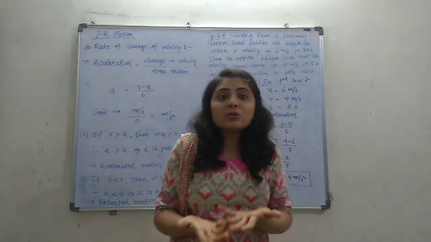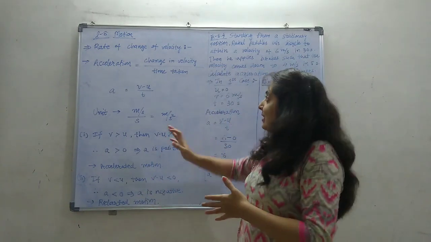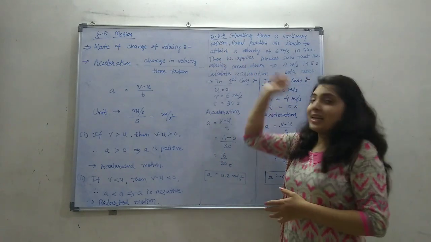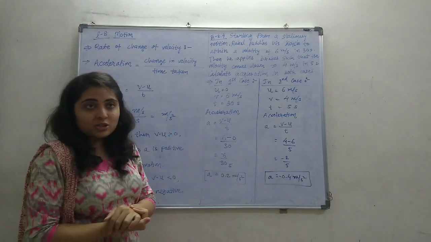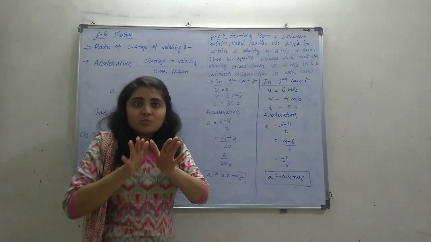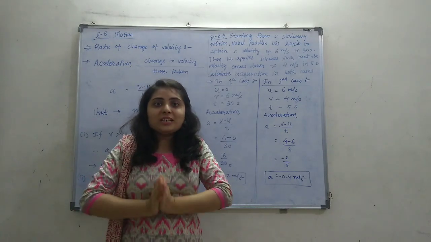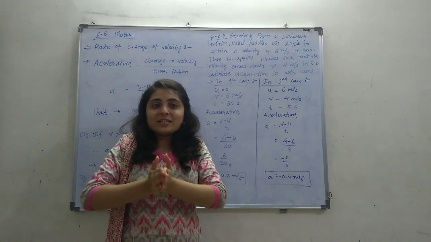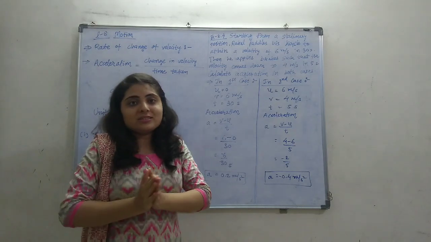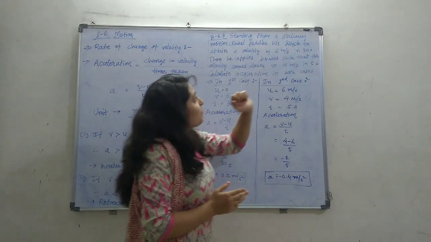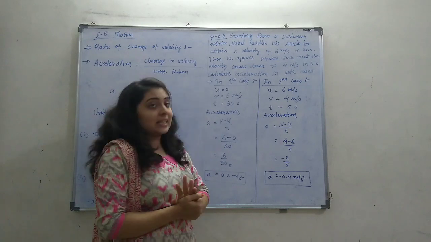So how to calculate the numericals based on this acceleration formula? Let us do it. Example 8.4. The question is like this: starting from a stationary position. Stationary position means at rest. So object starts from the rest. So its initial point is rest position. So initial velocity is 0. Rahul pedals his bicycle to attain a velocity of 6 meter per second in 30 seconds.